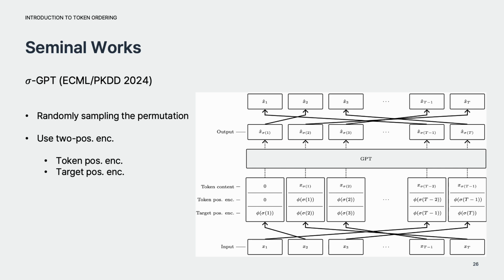Naturally, papers have attempted this idea. The most representative is the paper called Sigma GPT. In this work, permutations are randomly sampled and two types of positional encodings are injected into the model during training. The first one is token positional encoding, the position of the token in the permuted order. The second one is target positional encoding, which is the position of the token in the final sequence. So for example, token xt may be the second generated token due to permutation, but in the final sequence it takes the very last position.